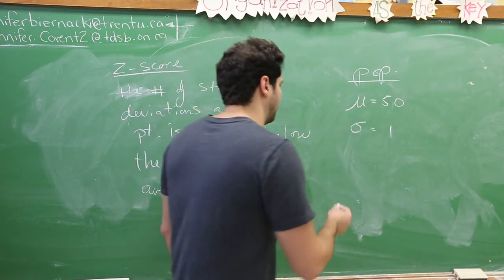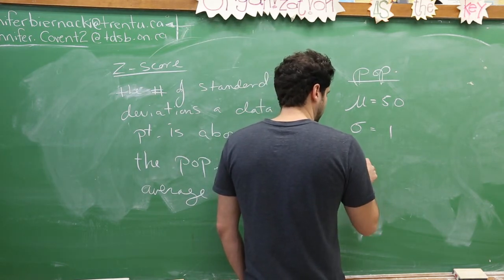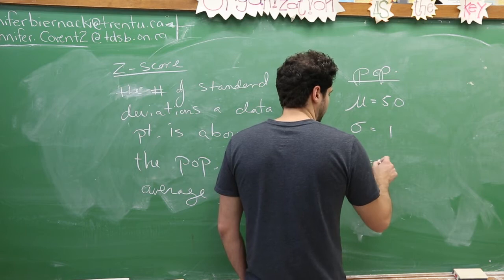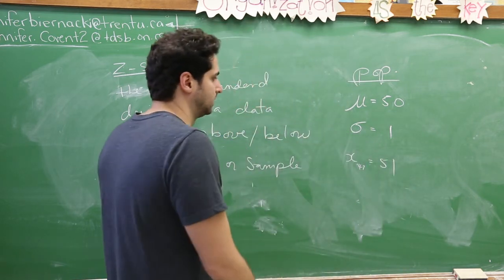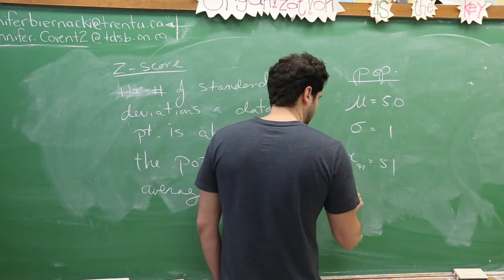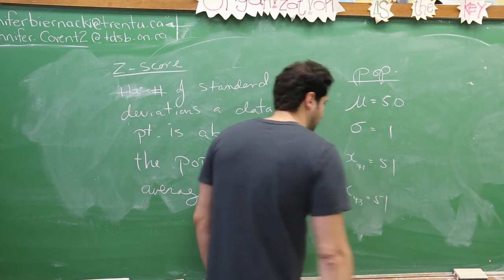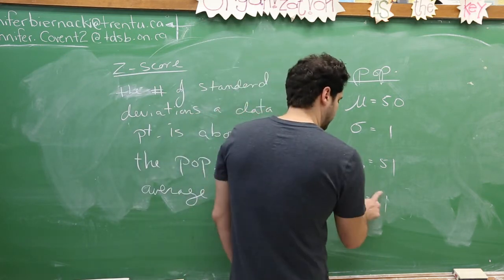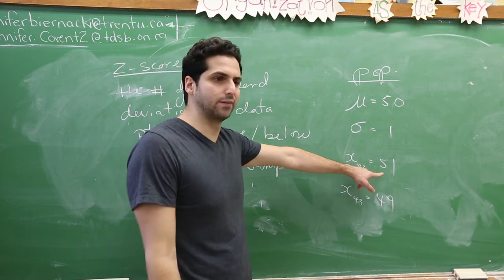If we're talking about a data point, let's say xi, let's say x47, the 47th data point has got a value of 51, okay? And maybe the 43rd data point has got a value of 51. Sorry, I'm going to make this 49. Take a look at data point 47.